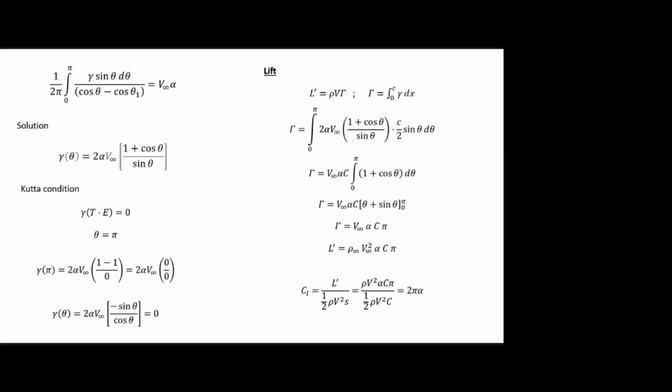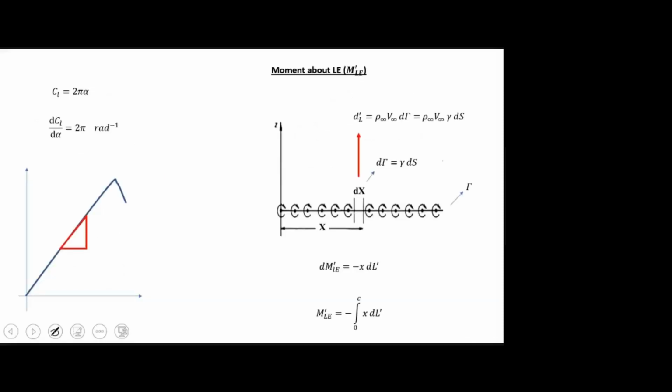So hereafter it will be full of derivations. Okay, so we found CL which is 2 pi alpha. Then we can find the lift slope also, which is dCl by d alpha. If we find, it will be 2 pi. If you differentiate this with respect to alpha, it is simply 2 pi radians power minus 1, or in terms of degrees power minus 1, it will be around 0.1 or something. Okay, so lift equation is over. Now we'll go for the moment equation.